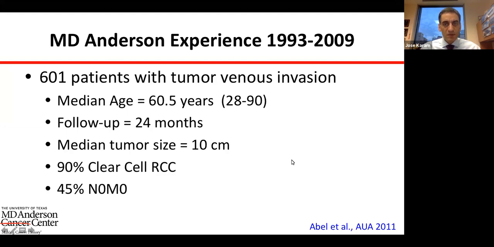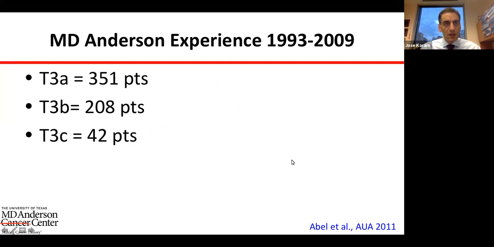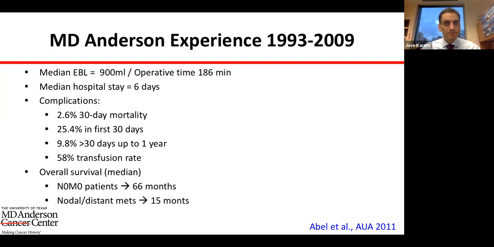And this is an experience we reported almost 10 years ago. Most of these patients, as you can imagine, were limited to the renal vein. About 200 patients had true IVC invasion, and about 40 patients had IVC invasion above the diaphragm. These are tremendous operations. These are surgeries where complications can happen. Median blood loss is about 1 liter. Operative time on average was about 3 hours. Hospital stay was about 1 week.